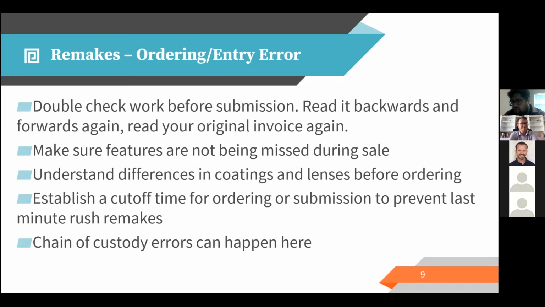Chain of custody is a big thing we'll get into later. This happens when the person who is ordering the product is not the person who sold it, so they don't have any memory of this sale. They don't understand the dialogue that happened. Maybe a detail was left off that someone would have remembered while entering the order. We have higher remake percentages when chain of custody is different.